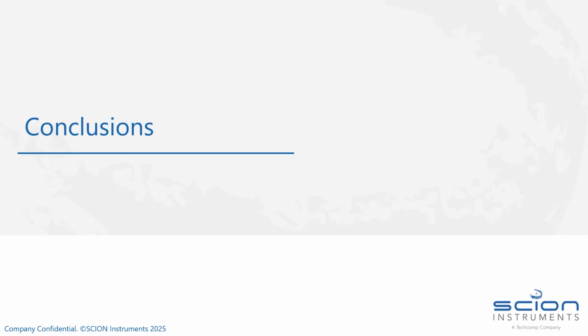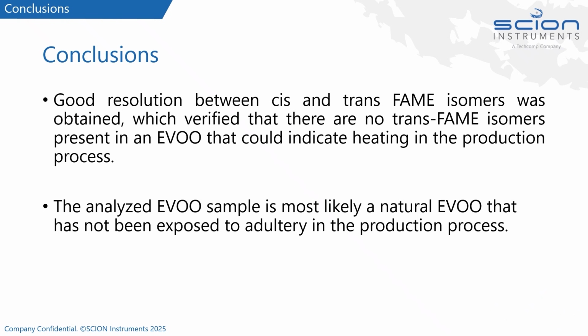Finally, just to conclude this webinar. We were able to see good resolution between our cis and trans FAME isomers using the application-specific SCION FAME column. We were able to verify that there were no trans FAME isomers present in an extra virgin olive oil sample, and therefore we were able to deduce that this hadn't been adulterated in any way and was an authentic EVO.